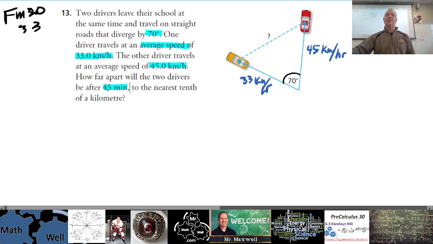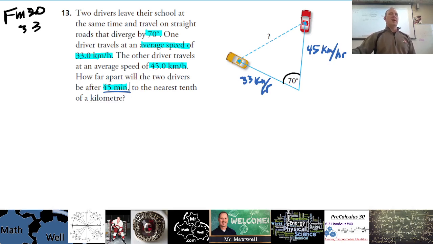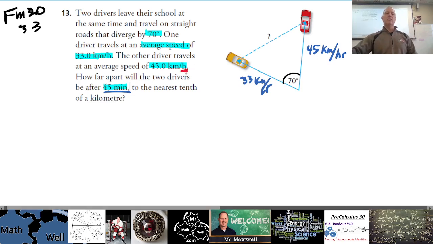Now the time that we're given is 45 minutes. So what you have to realize is that in these questions we have to make sure our units line up. Make sure your units line up. That means if the speed is given in hours and the time is given in minutes, something has to be adjusted so that those times line up. So I'm going to change this 45 minutes to 0.75 hours, so that all of my quantities line up.